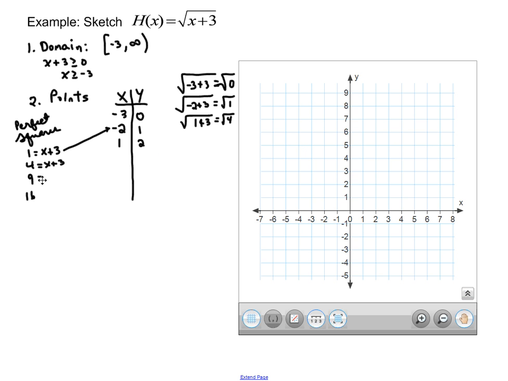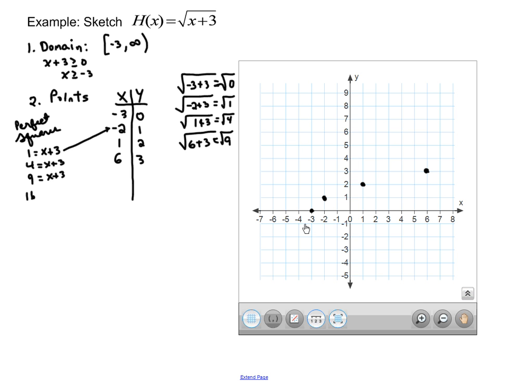One more. Let's say x plus 3 is equal to 9. What value of x works there? Well, in this case, that has to be 6, because the square root of 6 plus 3 is the square root of 9, and that's 3. So let's see what happens right here. If we do our graph out, that means that if I put in negative 3, I get 0. If I put in negative 2, I get positive 1. If I put in positive 1, I get 2. And if I put in positive 6, I get 3.